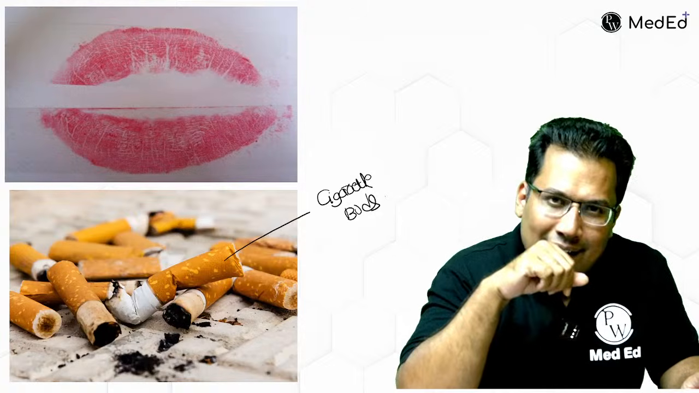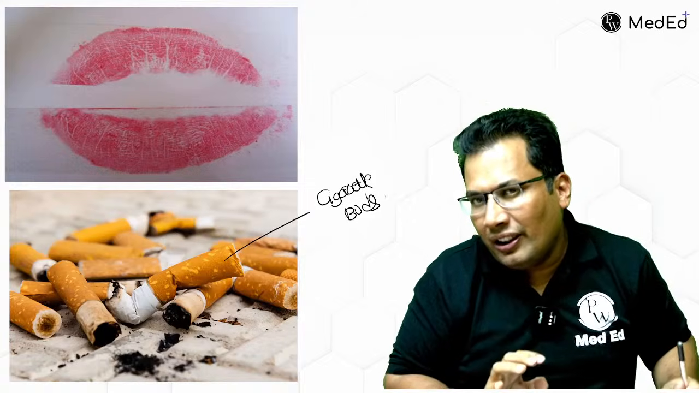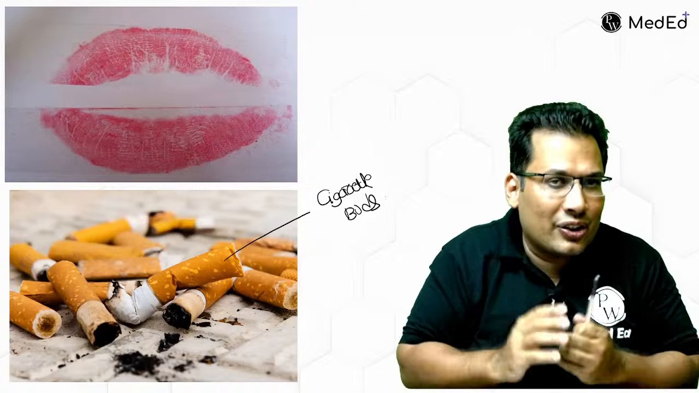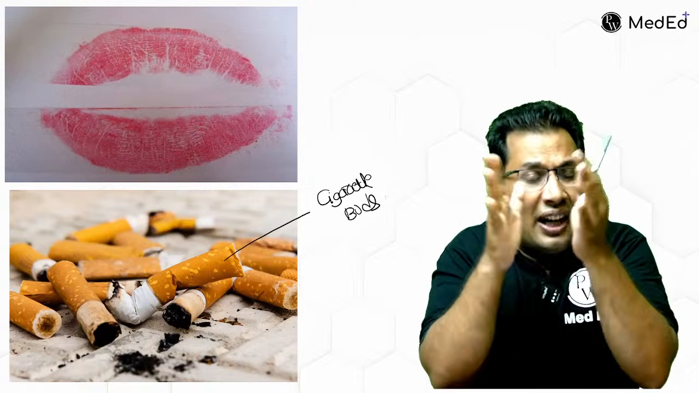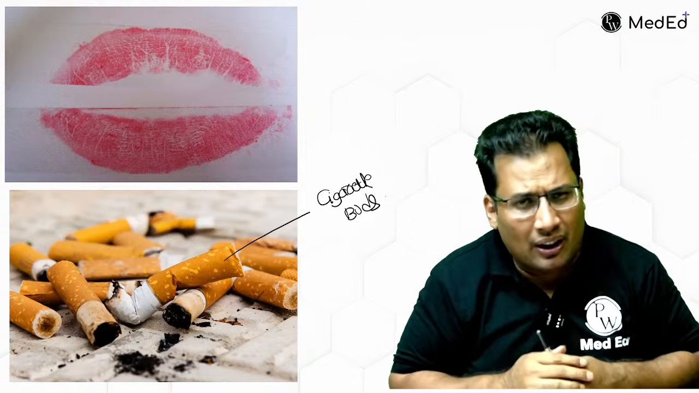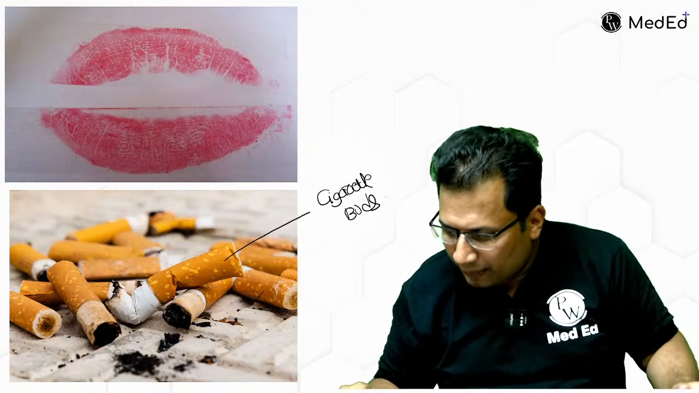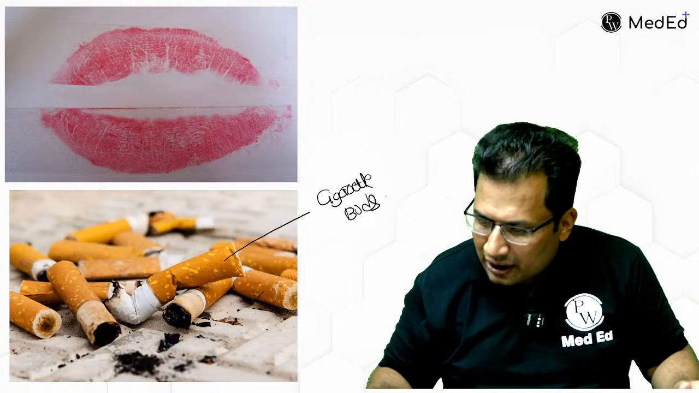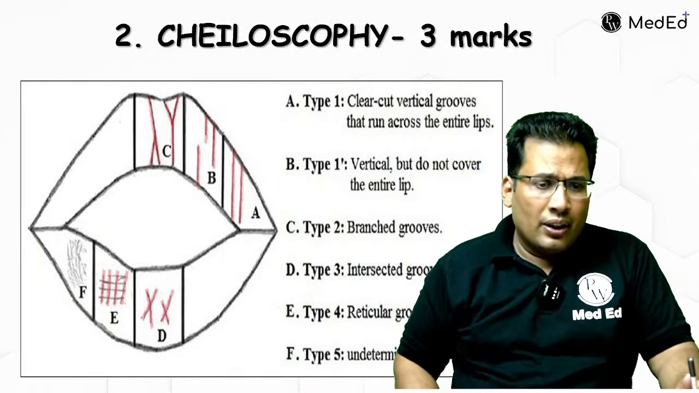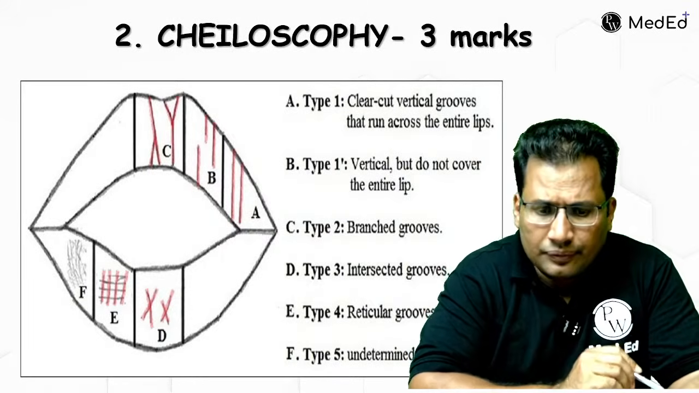What is that known as? If so, what is this technique known as? Is it dactylography, palatoscopy, cheiloscopy, Bertillon system? What is the best answer? Identification of a person with the help of lip print. There are 5-6 types. Yes, come on guys, anyone? Lip print. Very good. So Rakesh is telling, sir, it is lip print. So lip print can be a 3 marks question.